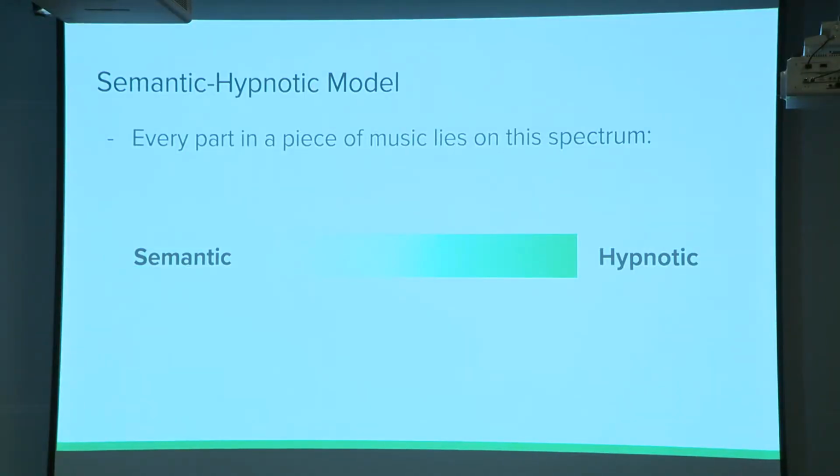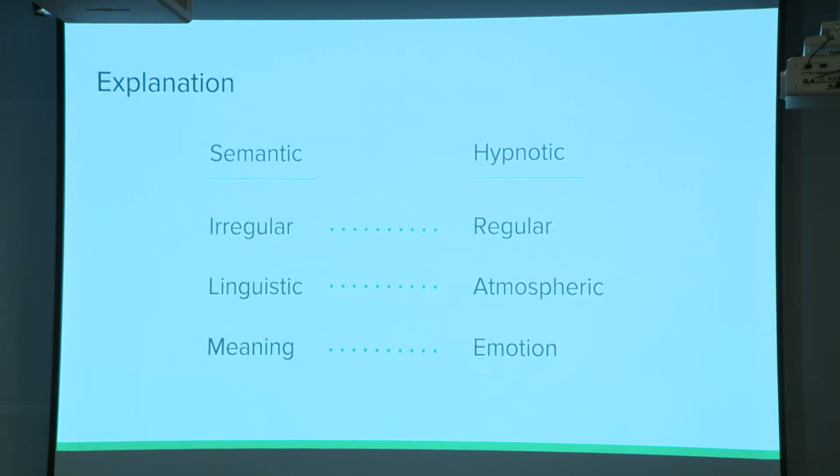And what this says is that every part in a piece of music lies on this spectrum between completely semantic and completely hypnotic. And what this means is semantic things, in my mind, are irregular. They pop out to the audience. They're linguistic in nature, and they provide meaning in a piece of music. On the other end, hypnotics are regular, they're atmospheric, and they provide the emotion in the piece of music.